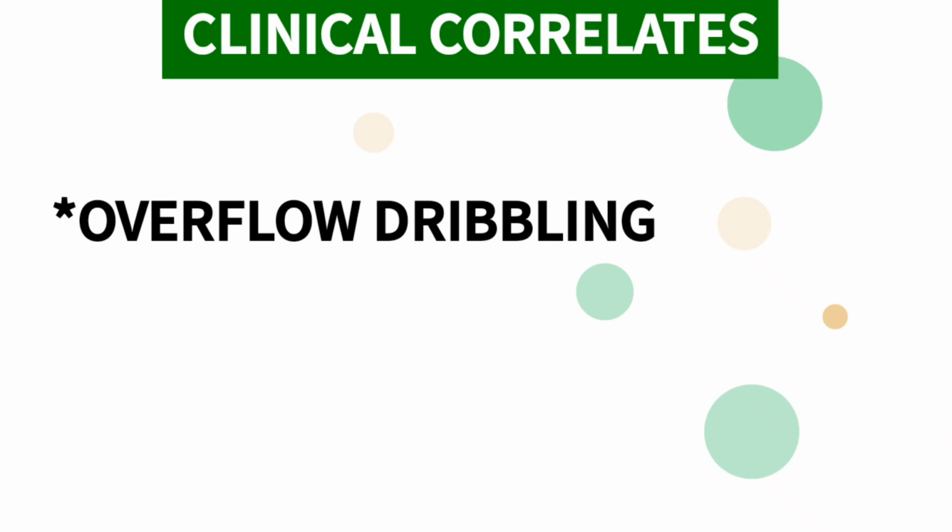And the clinical correlate related to the positive feedback mechanism, the main one is called overflow dribbling. What is overflow dribbling? Overflow dribbling occurs when there is damage to the afferent limb of the micturition reflex. Here, the positive feedback mechanism is less effective. It won't function as it is supposed to. So the bladder fills up and the urine overflows out through the urethra.